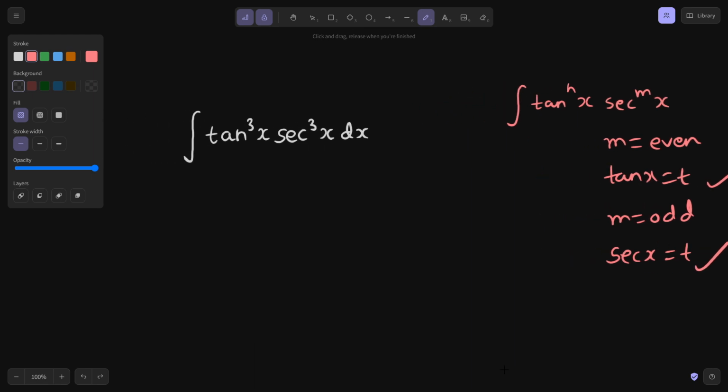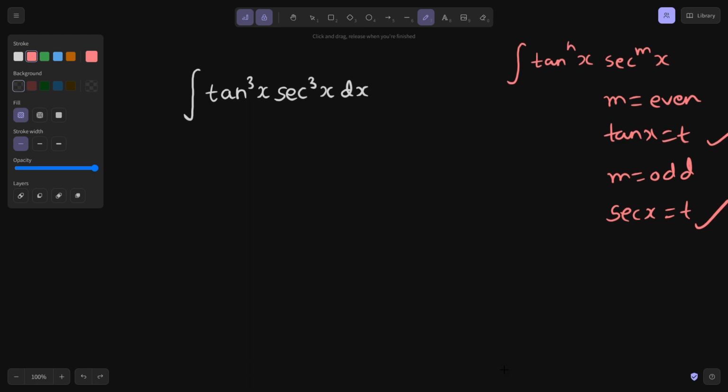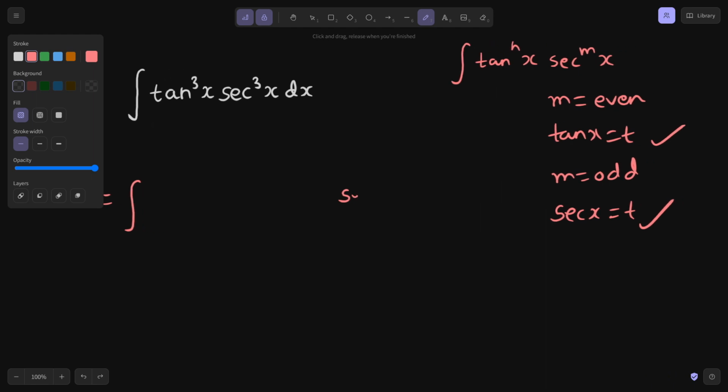Let's come back to this problem. Because the power of secant is odd, anyhow I will have to take the secant as t. You also have to keep in mind that the derivative of secant x is secant x tan x. So I need to have one secant x tan x with me. Let's write somewhere around here a secant x, a tan x with dx.